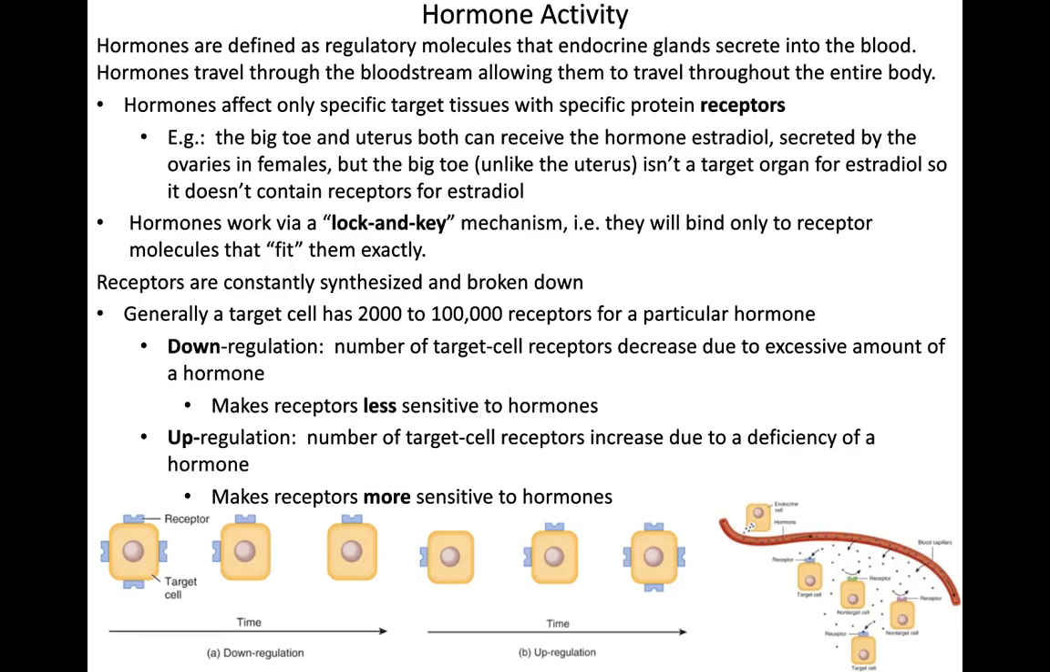Whereas if you have a deficiency of a hormone, so there's very little hormone in the blood, you're going to upregulate. You're going to increase the number of receptors, and that is going to increase the likelihood that a hormone is going to bind to one of those receptors, so it makes the receptors more sensitive to the hormones. So down regulation, when we have a bunch of hormone, we want to make them less sensitive to hormones. Upregulation is the opposite, where there's little hormone and we need to make those receptors that we do have more sensitive.